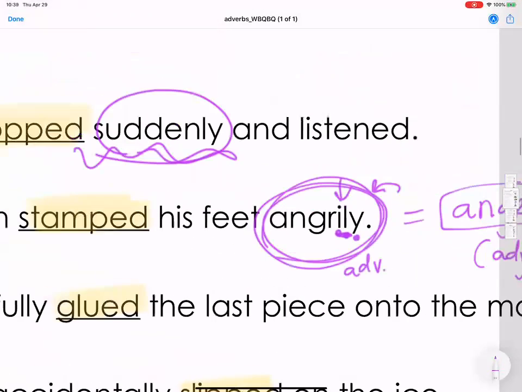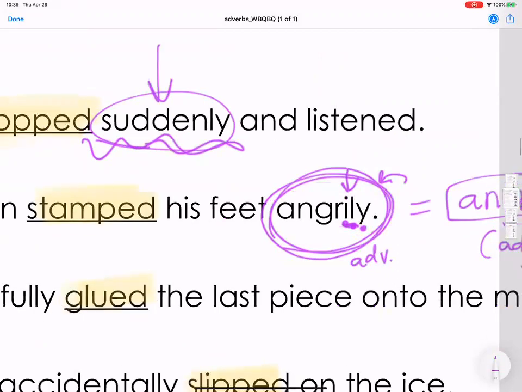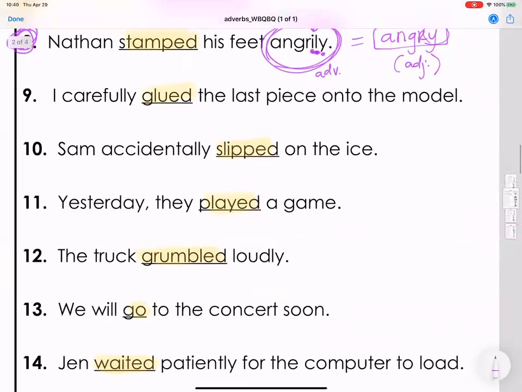Same thing here, guys. Adverbs are formed with adjectives. So what is the adjective form of this one? Sudden. If you know the adverb, you probably know the adjective. Easy. Number 9. Let's read that one. Go ahead, Molly. I carefully glued the last piece onto the model.